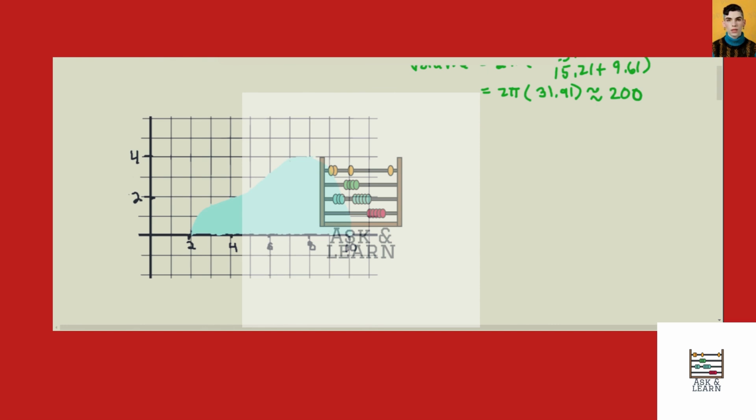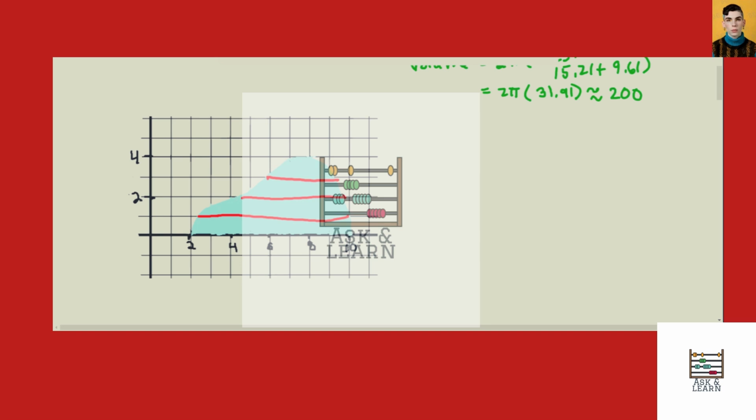Now we're going to send it around the y-axis, and we're going to make 4 cuts or 4 slices. We're going from 0 to 4, so the width of each one is just going to be 1. So there's the first slice, the second slice, and the third and the fourth.